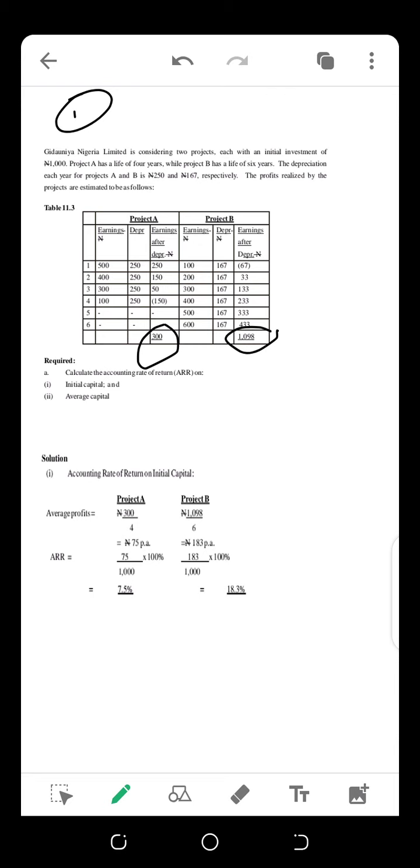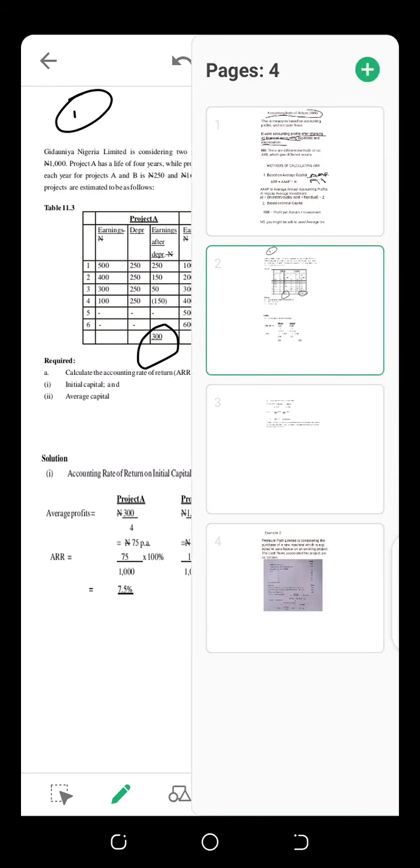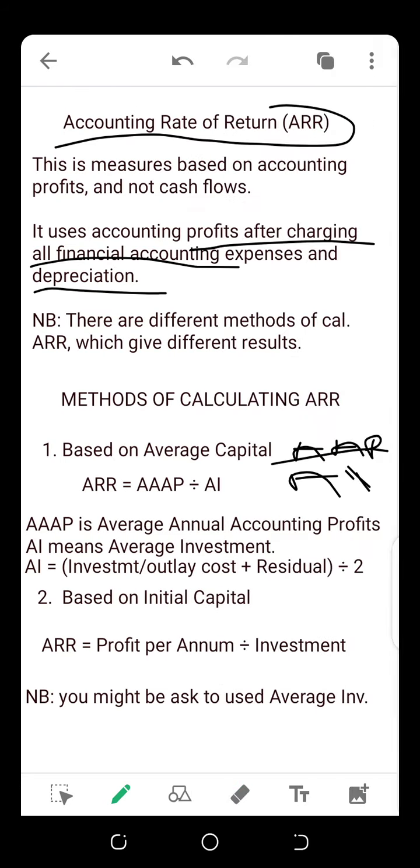Now, how do you determine your accounting rate of return using initial capital? What do we call the initial capital? We said the formula for initial capital, if you are basing it on initial capital, don't forget we said it is profit per annum divided by the investment.